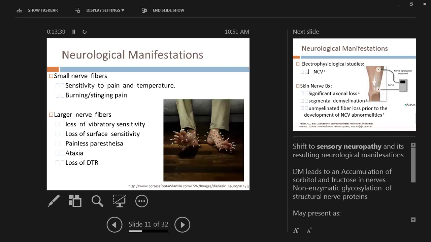Again, going back with the nerves a little bit, this is a repetitive slide, so I'll just skip over it a little.